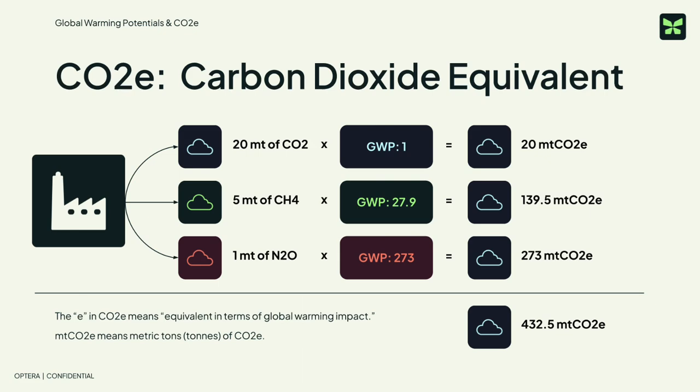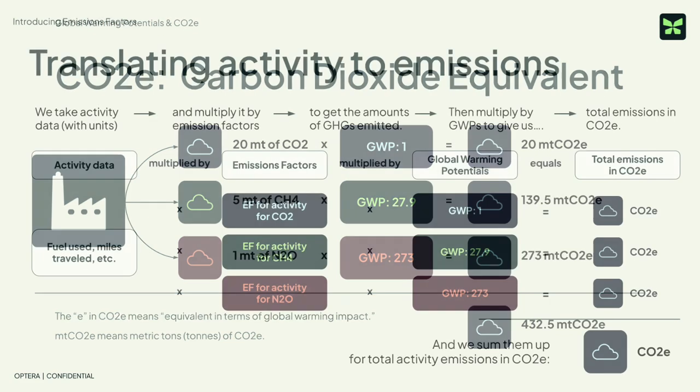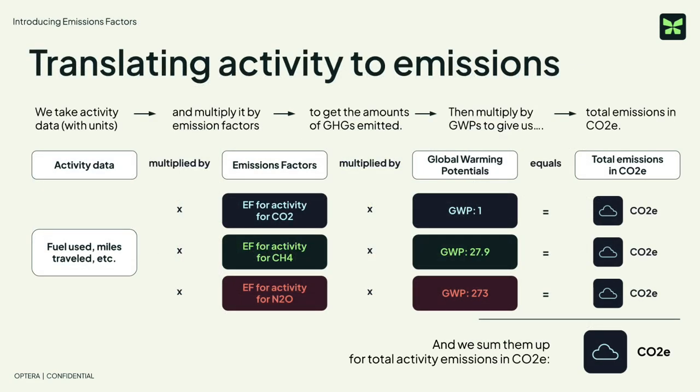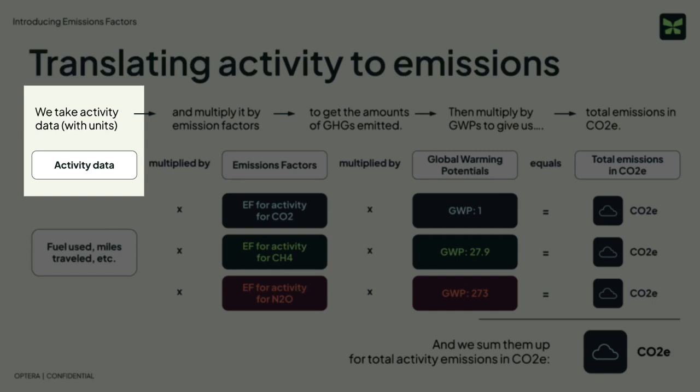Now that you understand how to convert gases into carbon dioxide equivalent, here's your general emissions accounting equation for the emissions produced from an activity. We start with some activity data. Activity data can be characterized as the resource, often fuel or electricity, used to power that activity. For example, if you had a fleet of 10 diesel trucks, the activity data would be the amount of diesel purchased, perhaps in either liters or gallons, to power those 10 vehicles.